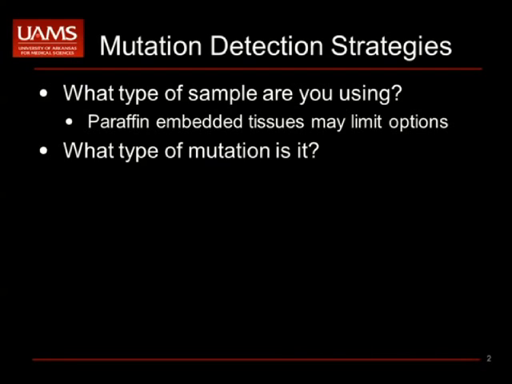When you're starting out looking for mutations, there's a couple of questions that you need to ask yourself before you even talk about what technology or technique you're going to use. And one of those fundamental questions is, what material are you starting with? Because clearly when you're starting with a paraffin tissue block, it's very different than starting with a blood sample, for example, and your technologies are going to be more limited based on your starting material, particularly for paraffin embedded samples.